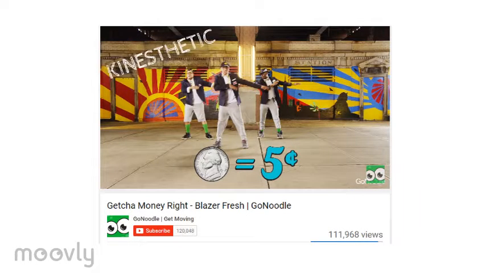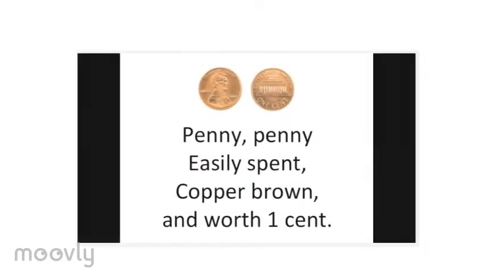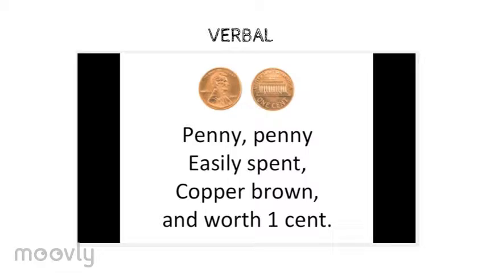Kinesthetic. Students will watch the Get Your Money Right video on the Go Noodle YouTube channel. This video is fun, it's interactive, it's sing-along, it allows students to get up and have fun, all while learning about coins and coin value. Verbal. Students will listen to a recording of the coin poem in YouTube, and while listening, students will recite the poems in unison, while this auditory aid will help remind them of coin characteristics and the values.